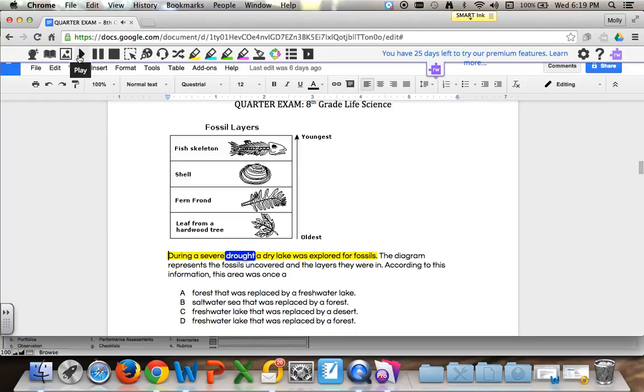7. During a severe drought, a dry lake was explored for fossils. The diagram represents the fossils uncovered and the layers they were in. According to this information, this area was once a A. Forest that was replaced by a freshwater lake. B. Saltwater sea that was replaced by a forest. C. Freshwater lake that was replaced by a desert. D. Freshwater lake that was replaced by a forest.